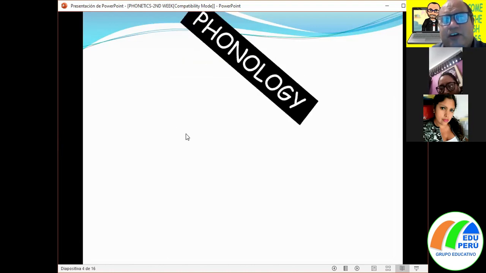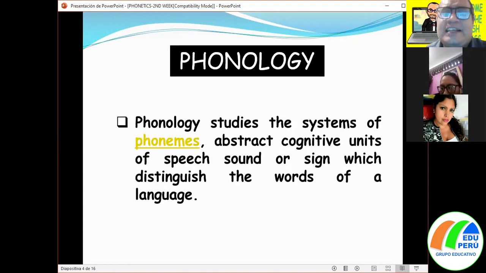Then we talked about phonology. Remember the differences between phonology and phonetics. They share a similarity: they both study sounds. But phonetics studies the sounds in isolation, one by one, while phonology studies the sounds, as you can see here, as a system. Remember, we are going to study the sounds as a system. In the next module, we're going to give more explanation about phonology.